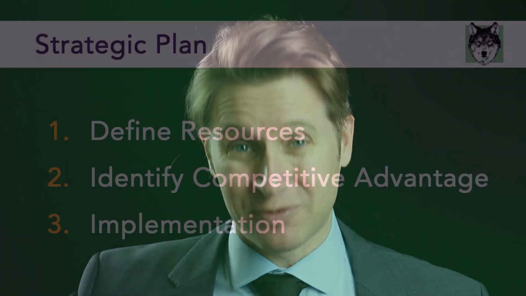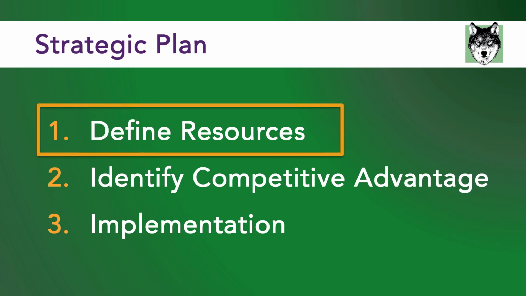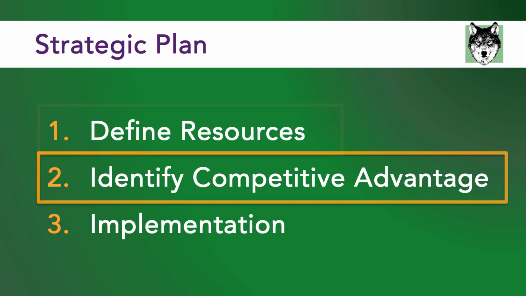The overall objective of the Business Strategy Bootcamp is to write a one-page strategic plan. Now, you may have noticed we've been following a 3-step process. Step 1, define resources. Step 2, identify competitive advantage. And step 3, implementation. So we've already completed the first 2 steps. We spent a couple of videos talking about how to define our business and what makes up our business. Then we spent a couple of videos talking about competitive advantage and how our business compares against the market.